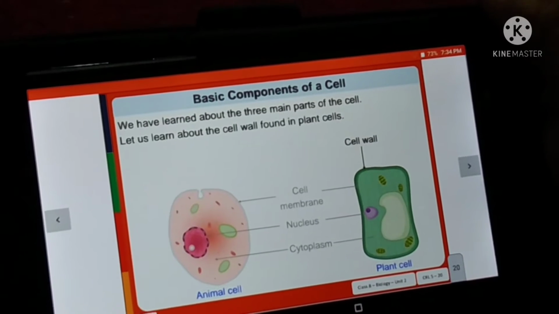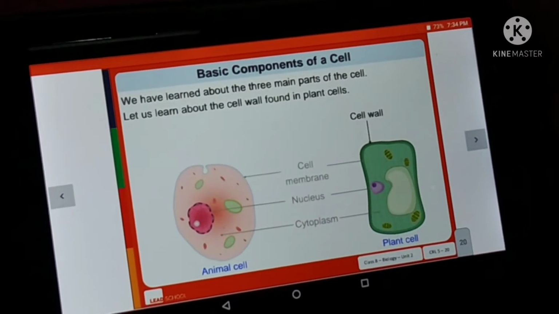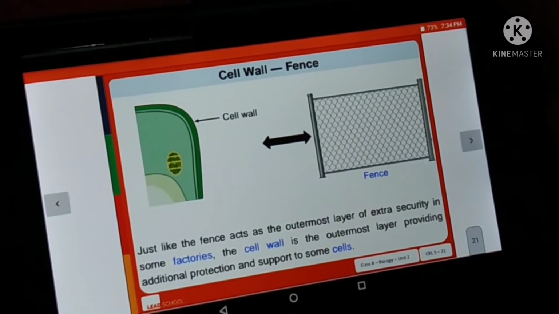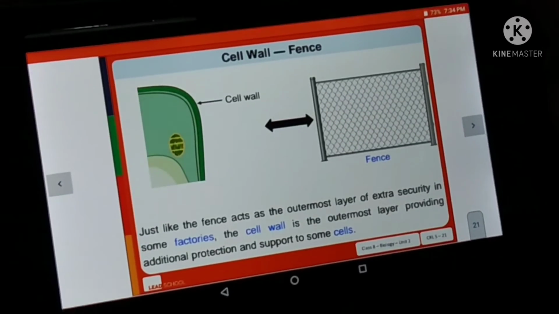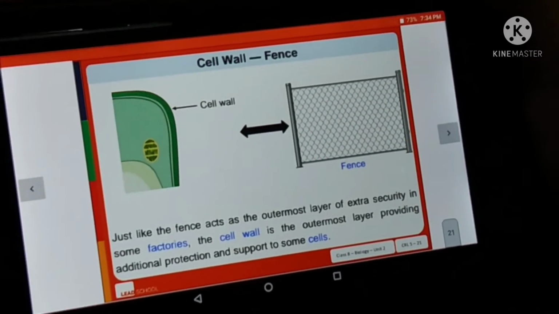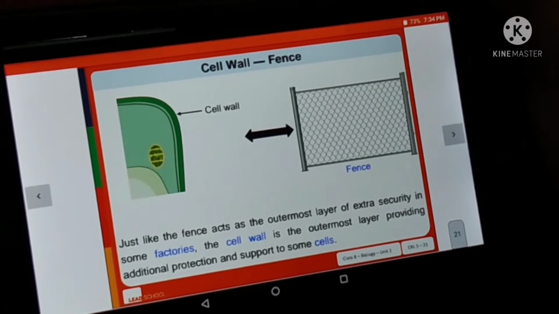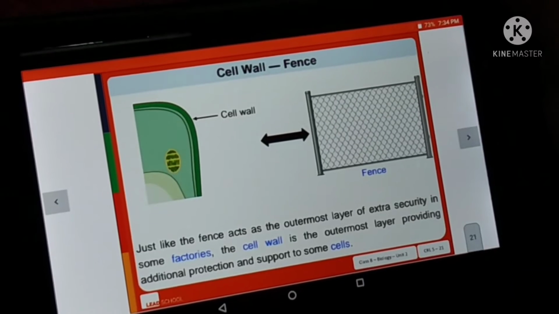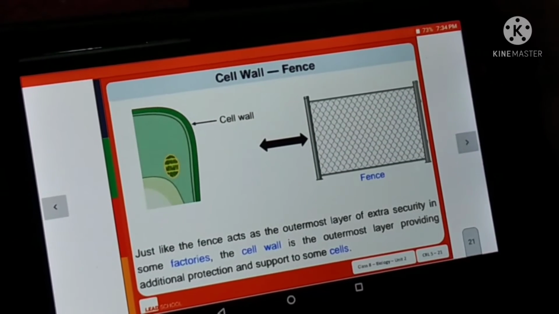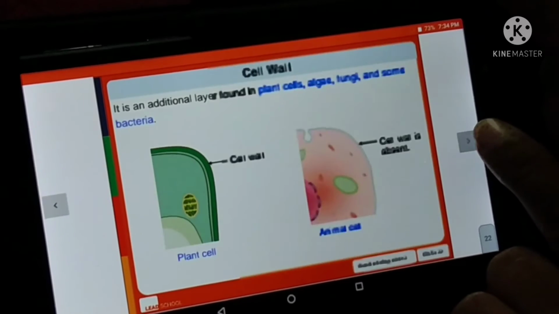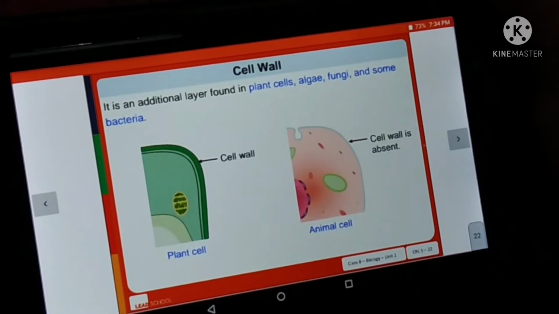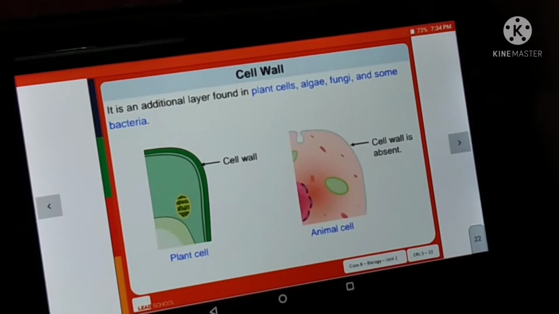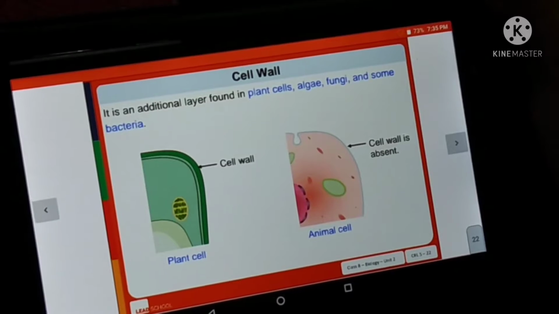Let us learn about the cell wall that is found in plant cells only. Just like the fence acts as the outermost layer of extra security in some factories, the cell wall is the outermost layer providing additional protection and support to some cells. It is an additional layer found in plant cells, algae, fungi, and some bacteria.